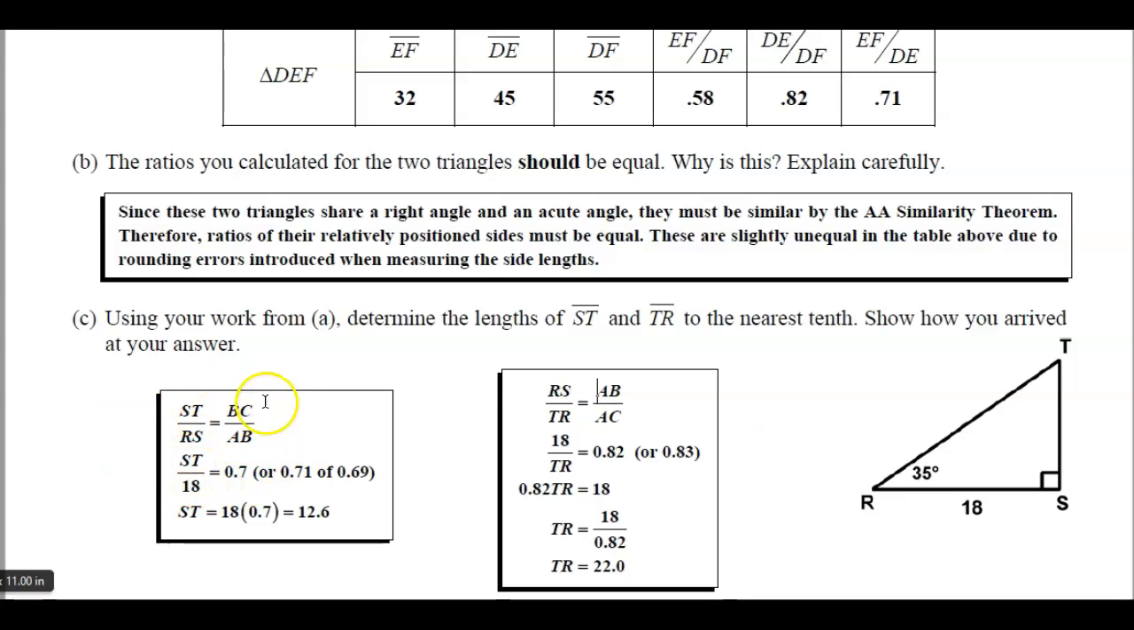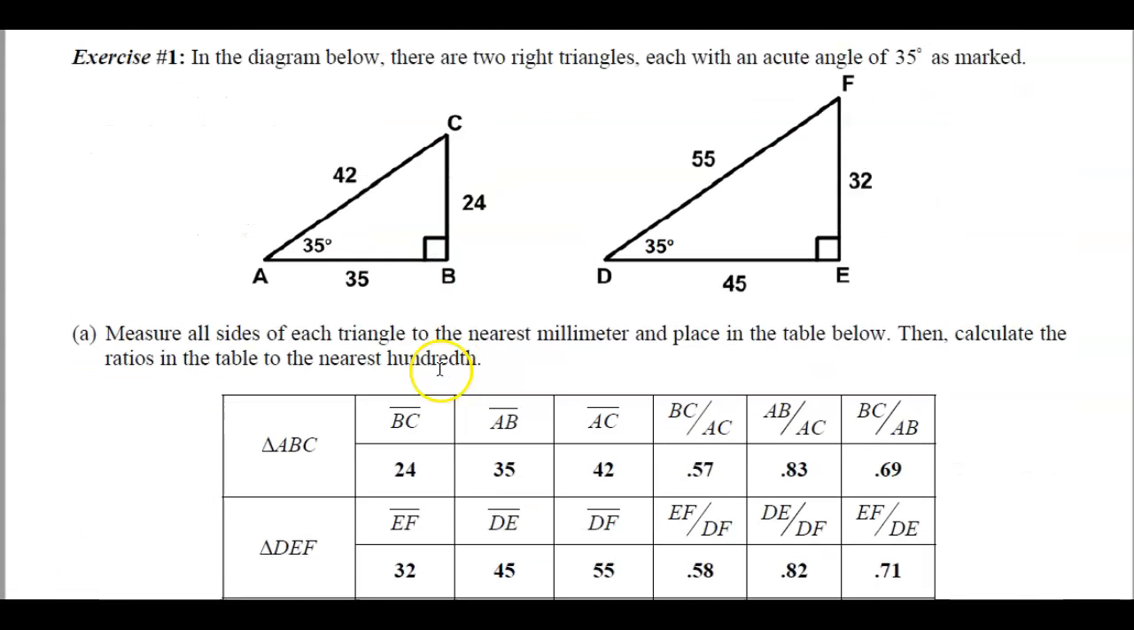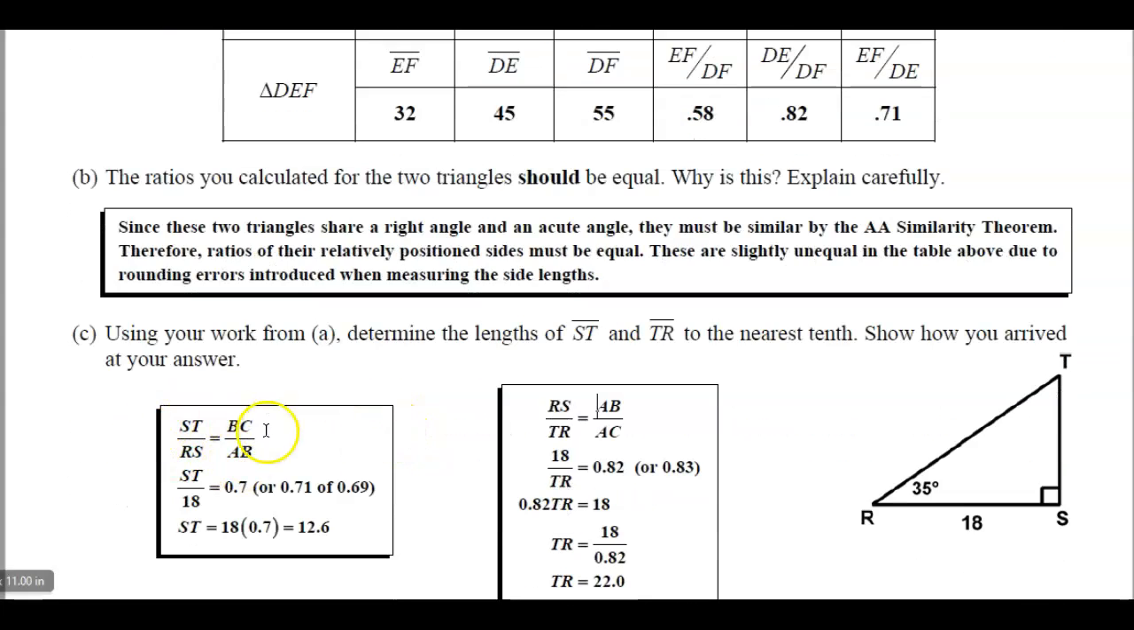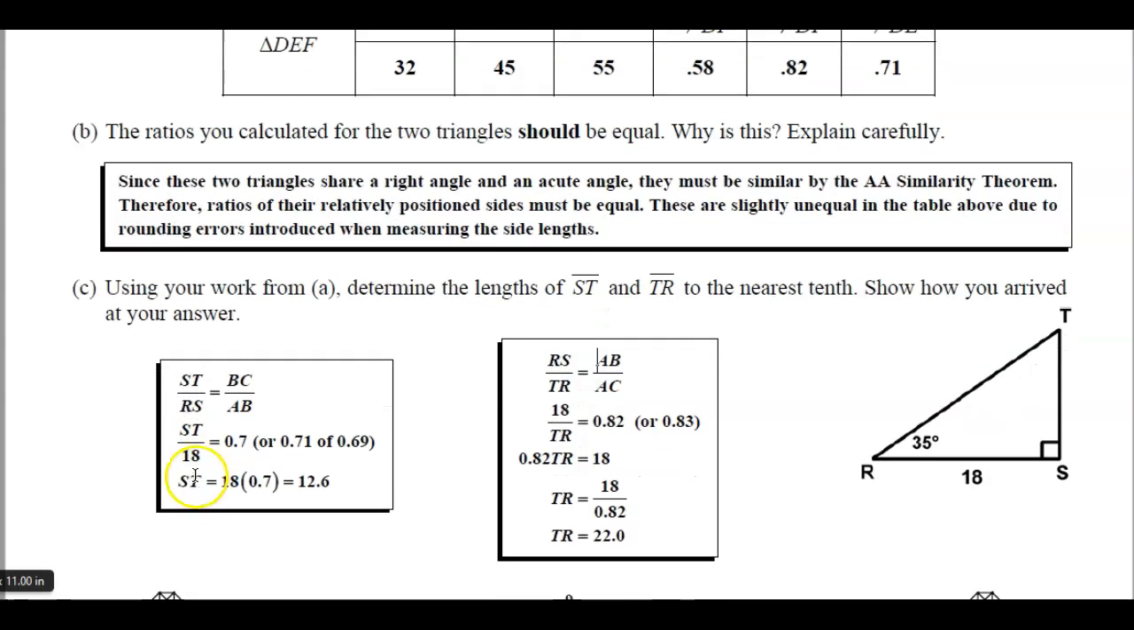So this BC over AB, that's what we had up here in this diagram if I look at the opposite vertical side and the adjacent horizontal side. All right, so as long as I'm relatively positioned, those ratios should be the same. So that's what this proportion is saying. And so ST divided by RS, which is 18, should be roughly 0.7. It came out to 0.71 or 0.69 in those other calculations in the chart. So about 0.7 is what I would expect. And if I multiply by 18, I would get about 12.6. So that's my rounded proportional answer.